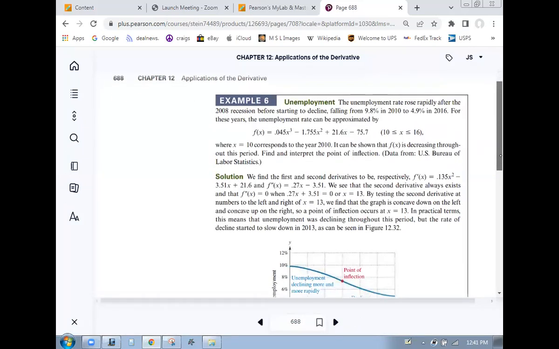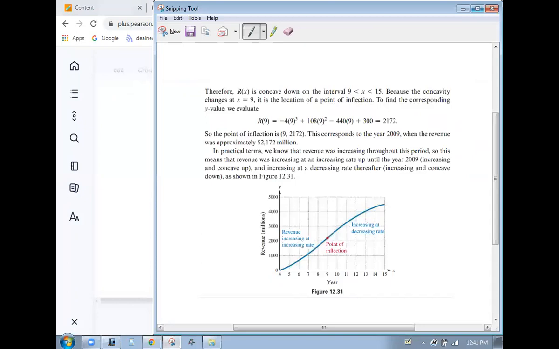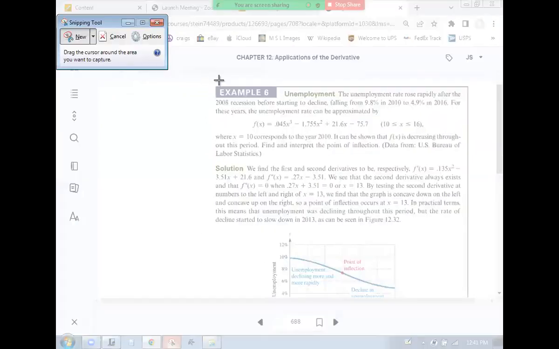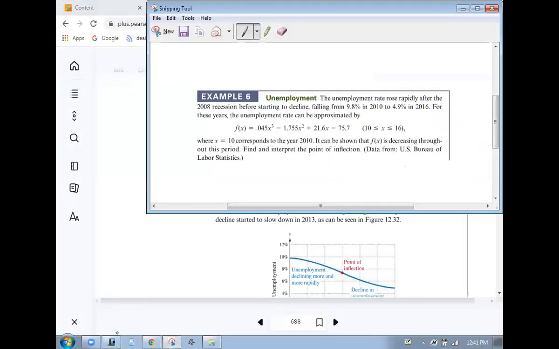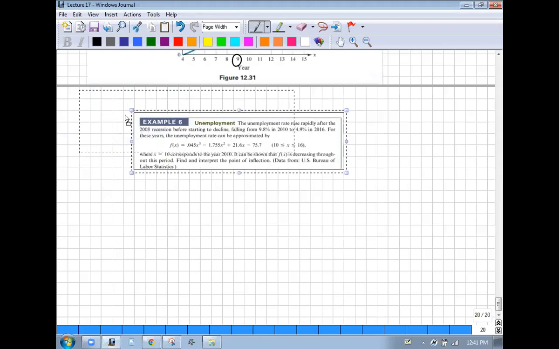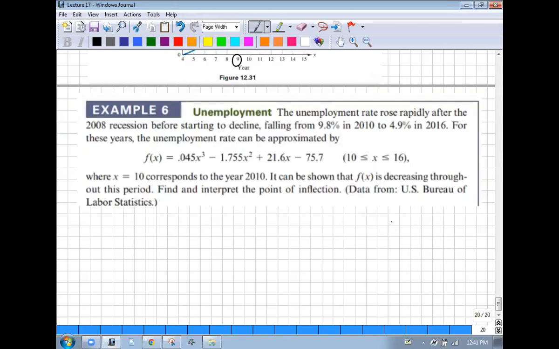Unemployment, ew. Let's see what this column has to say.